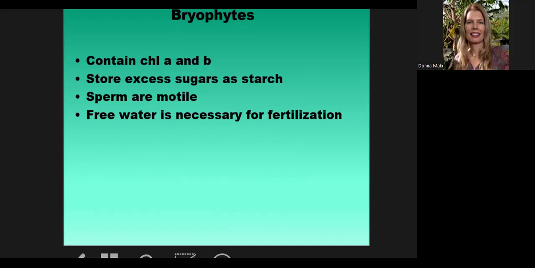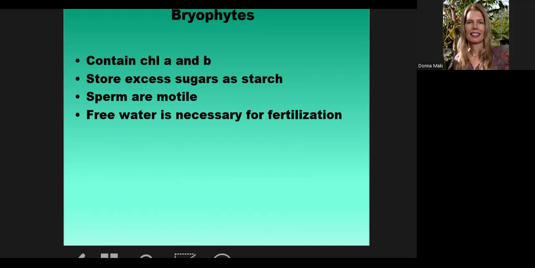So this is going to be a thing. We're going to talk about whether or not sperm are motile from this point forward. That's one thing they noted with the bryophytes, which are the first to make it onto land: their sperm are motile and free water is necessary. That's another thing we're going to talk about through the rest of the semester. Believe it or not, those are important concepts, whether or not the sperm are motile and whether or not they need free water in order to get the sperm to find the egg.